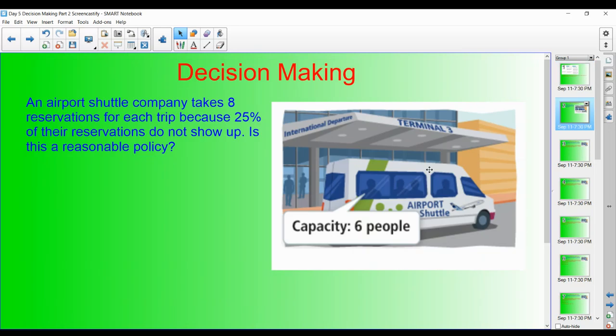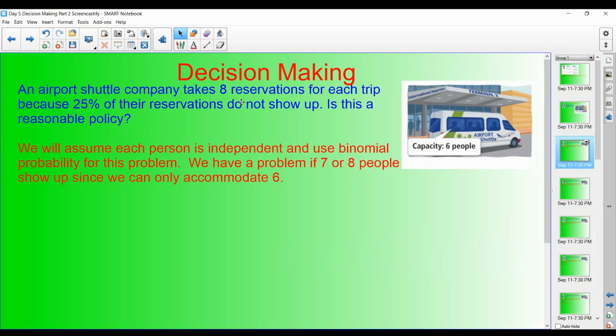So in our first problem, an airport shuttle company takes 8 reservations for each trip because 25% of their reservations don't show up. Is this a reasonable policy? The airport shuttle only has capacity to take 6 passengers. So obviously, if all 8 people show up, we got a problem. Also, if 7 people show up, we have a problem. So that's the first thing we got to do. We have a problem if 7 or 8 people show up.